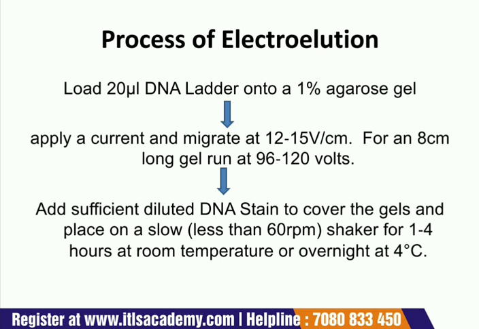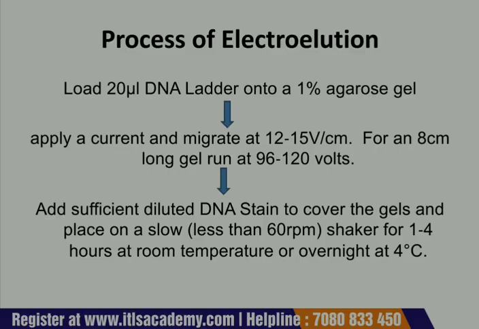At first, load 20 microliter DNA ladder onto a 1% agarose gel. Load DNA as instructed by your guide. Apply a current and migrate at 12 to 15 volts per centimeter for an 8 centimeter long gel, run at 96 to 120 volts.